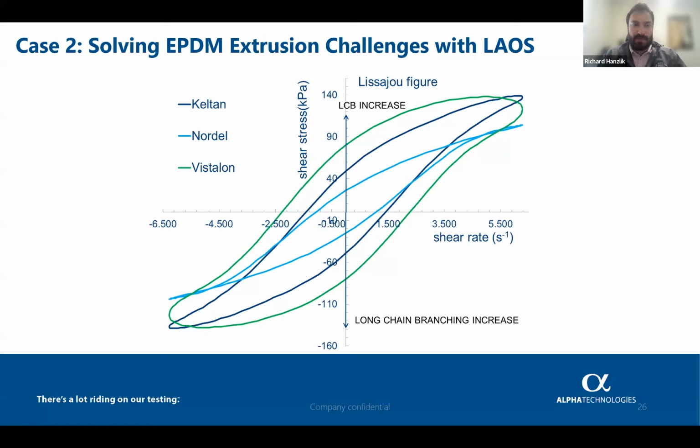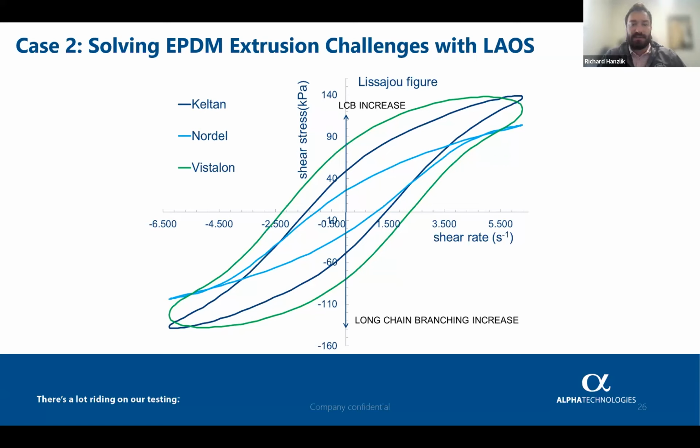In the next case, we're going to look at solving EPDM extrusion challenges using our LAOS test method. In this case, we looked at a Keltan, a Nordel, and a Vistalon type material. These different grades of EPDM have different molecular architectures and especially a different branching content.